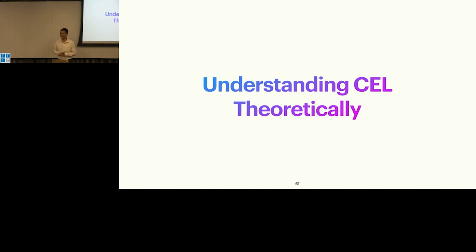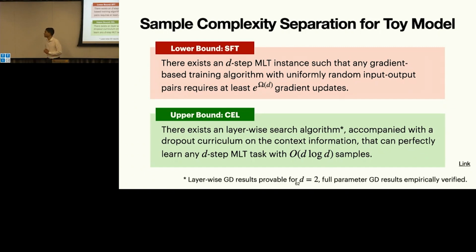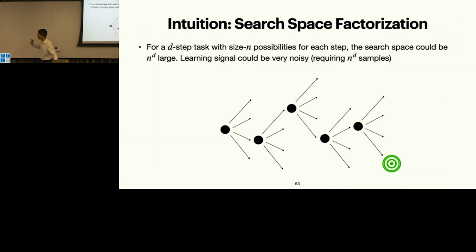Let's try to understand context enhanced learning more theoretically, and I'll just try to give some very informal intuition. Previously we showed that vanilla supervised fine tuning does badly because of the SQ dimension being exponential. But in a very toy model setting, much closer to how an LLM performs this task, a linear model setting, we showed that there exists a layer-wise gradient descent based algorithm that can learn this task in d log d samples. And the theory comes from here. I'll just give you some cartoon of what happens.